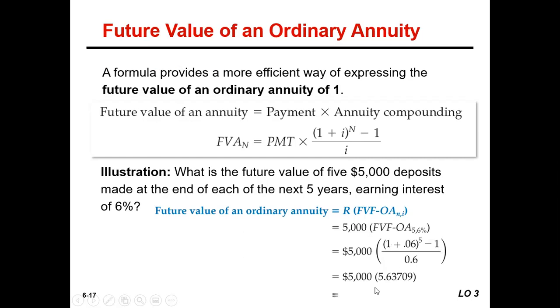And so that tells us that this would be worth $28,185 in 5 years. And so essentially we're depositing 25,000, right? Because we're putting in $5,000 every year for 5 years. So we're putting in 25,000, but it's going to earn the difference, what, $3,185 in interest.